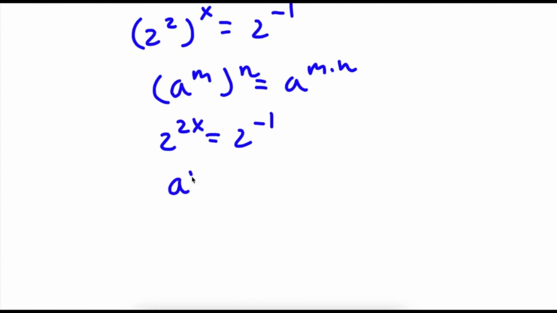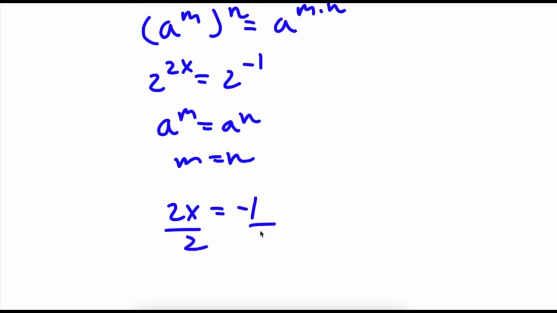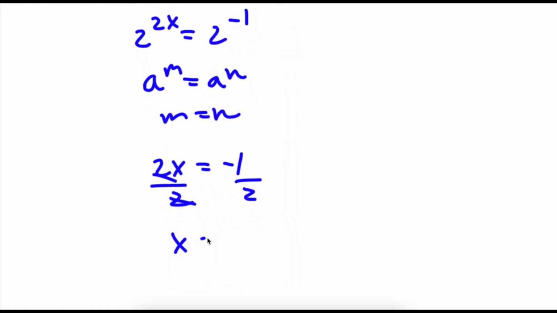Now if I have something in the form a to the power of m is equal to a to the power of n, this means that m is equal to n. So in this case, 2x is equal to negative 1. I can divide both sides by 2, and I have x is equal to negative 1/2.